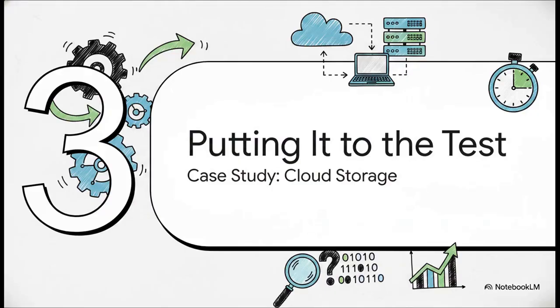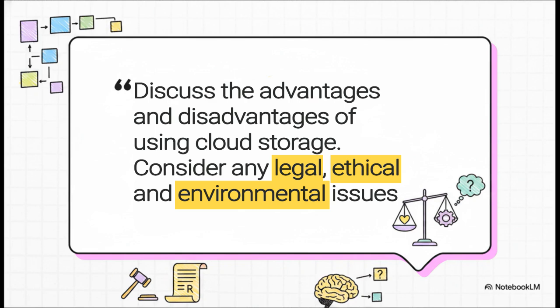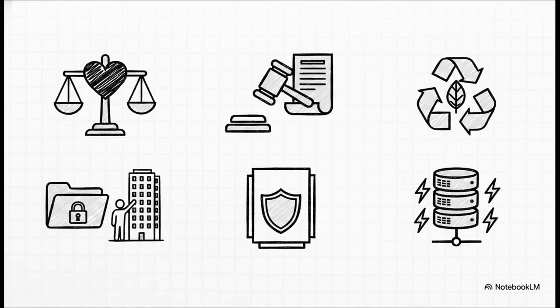Okay, so that's the theory. A bit abstract, right? Let's make it real and see how this technique actually works with a proper exam question. And here we go, a real 9-marker from a past paper. Discuss the advantages and disadvantages of using cloud storage. Consider any legal, ethical, and environmental issues. I mean, come on, the question is practically screaming at you to use the 3 lenses. It's perfect. So, let's apply our framework.